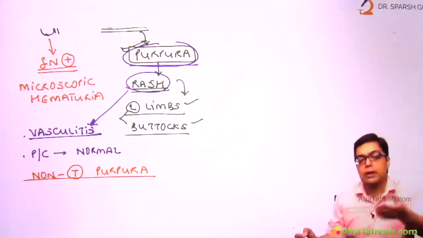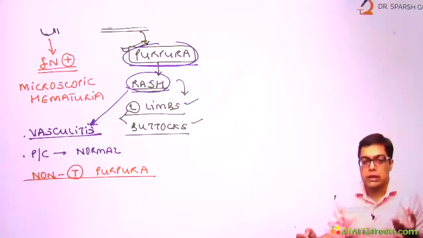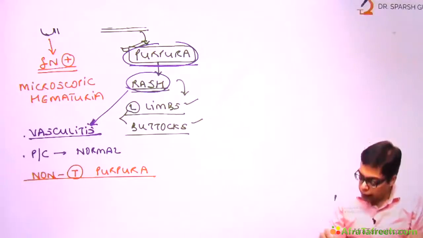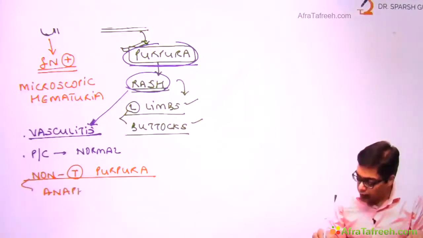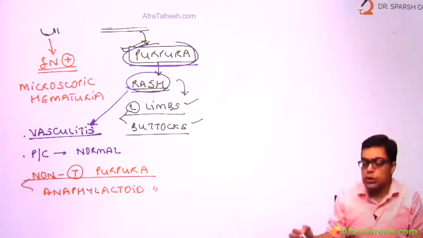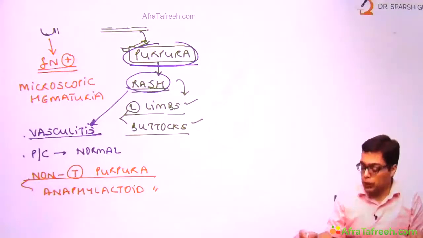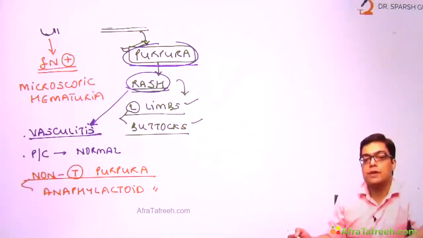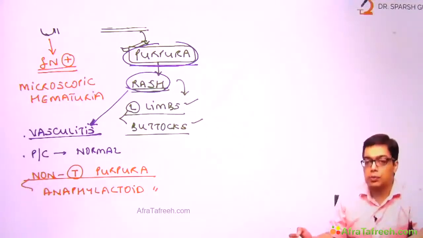Non-thrombocytopenic purpura. In spite of a normal platelet count, patients are having the bleeding manifestations in the skin like purpura. The other name for the same disease is anaphylactoid purpura. So non-thrombocytopenic purpura and anaphylactoid purpura are the terms that we associate with the development of skin rash in a patient suffering from Henoch-Schönlein purpura.